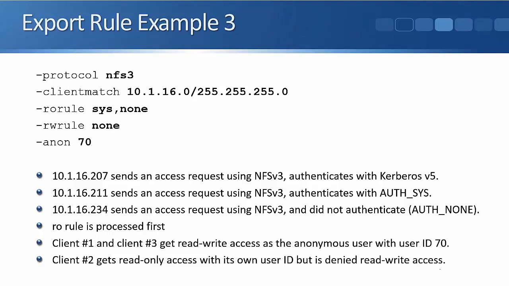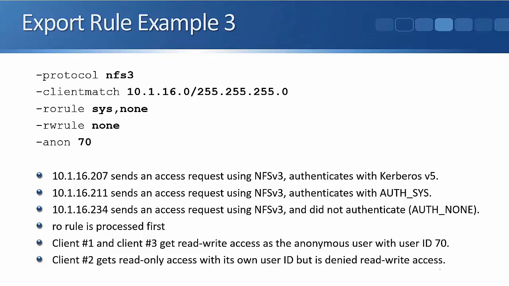Let's check another example. We're using the same protocol, NFS version 3, and the same client identifier, 10.1.16.0 network, as all the other examples. And in all the examples now, the clients that we're talking about are going to match that protocol and client identifier. Here for our read-only rule, we've said sys and none, and for the read-write rule, we've said none, and the anonymous user is being mapped to UID 70.